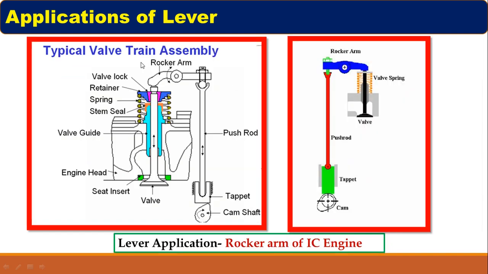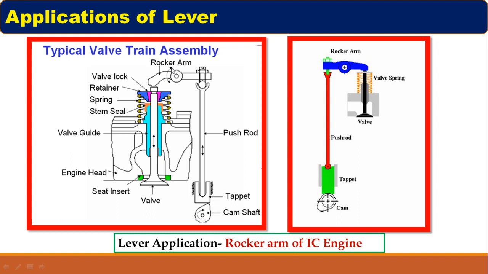This is the second example of application of this lever. It is the rocker arm of IC engine, and this rocker arm is used to operate the valve in the IC engine. Now this is a lever. This is one end of the lever, which is attached to the push rod. The push rod reciprocates with the help of cam and follower. When this push rod moves in the upward direction, this end of the lever will also move upward, and the other end moves in the downward direction, because this lever is pivoted about this point, and about this point the lever oscillates.